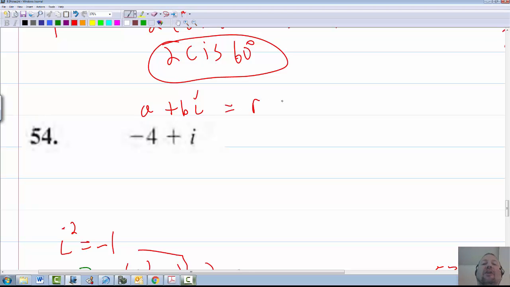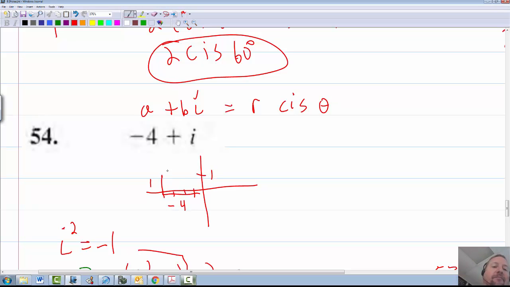Again, I have to make this A plus Bi number into some sort of R cis theta number. So I have to find R and theta. Okay, that's what I have to do. If I don't know what to do, I graph it. Where's negative 4 comma 1 end up at? 1, 2, 3, 4. So negative 4 comma 1.